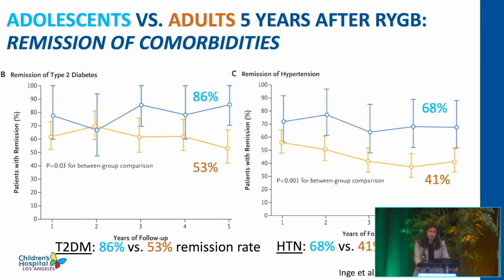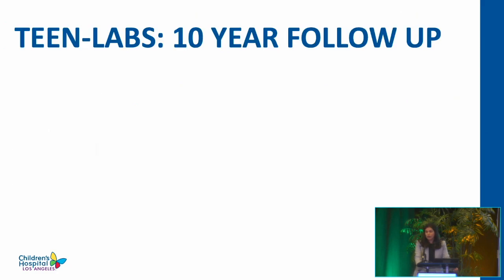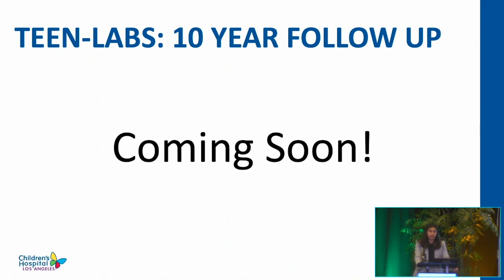And do adolescents have a greater remission rate for comorbidities and a greater plasticity to reverse their comorbidities than adults do? So even though the adults may lose similar or more weight, the adolescents have a greater remission rate of their comorbidities. The other thing to note is that the Teen-LABS will be publishing their 10-year follow-up data on adolescents having bariatric surgery in the very near future, within the next year.